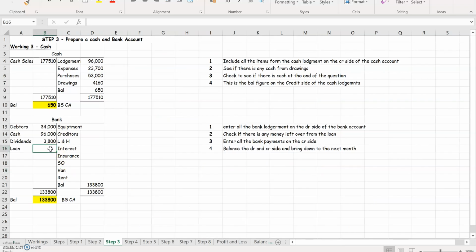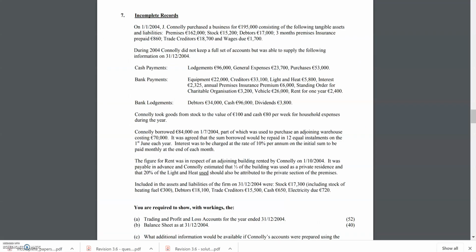Don't forget to include that. Some students will leave that out and won't get their full marks. That's going to be their 14,000. Then when we add them up, we've got 147,800 on the debit side. Enter all the bank payments on the credit side. So let's have a look and see what bank payments we have.